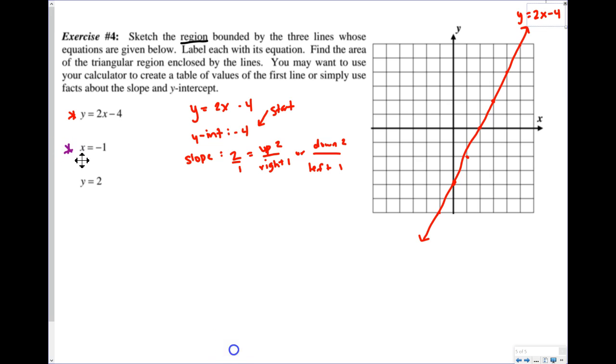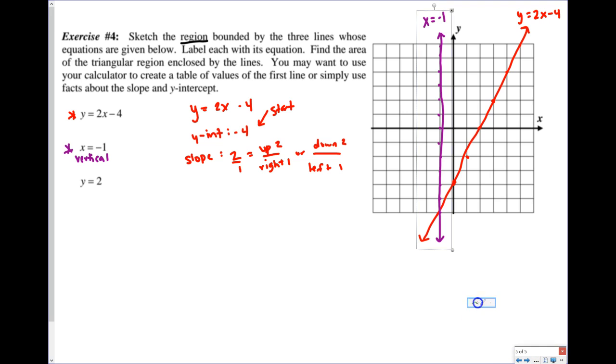So here is my vertical line, and it's vertical because it's x, and it's going through here at negative 1. So basically, I know that it's just going to be a vertical line at negative 1. So I make all these points at negative 1, and then just draw a straight vertical line through here and label it as x equals negative 1.